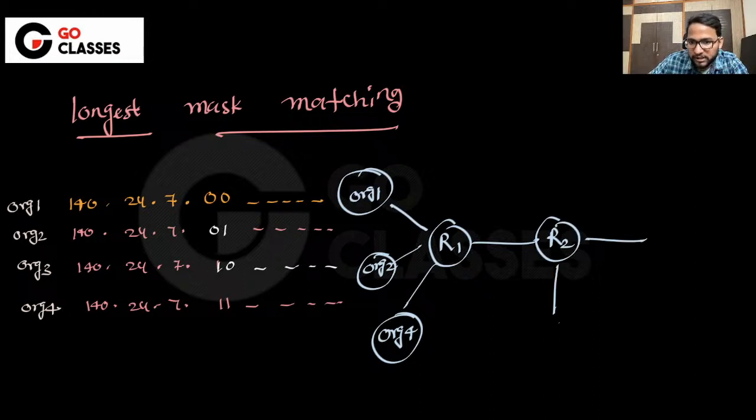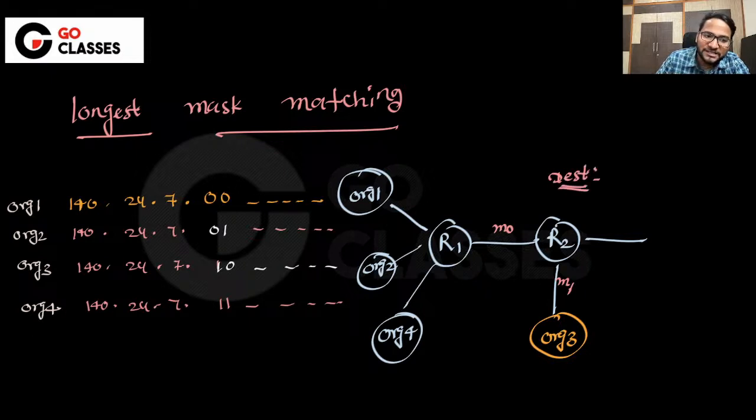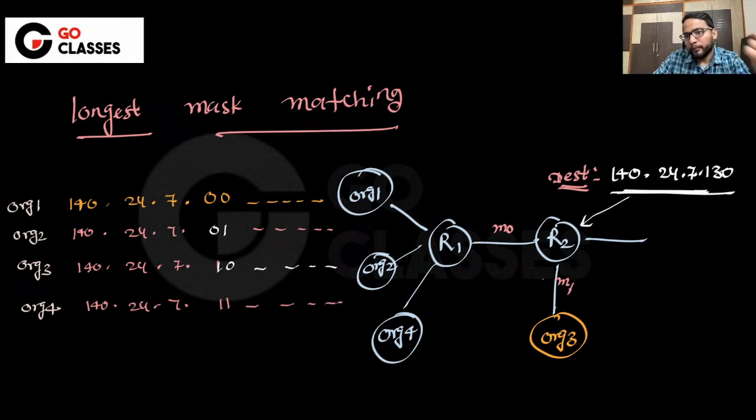And here I do have organization 3, right? Now let's suppose these interfaces are M0. Now suppose a packet is coming to R2, with a destination address designed for organization 3. Can you give me any address? If it is starting with 10, then maybe 130. 130 is starting with 10, definitely, right? So I can say the destination address is, let's suppose, 140.24.7.130. If this is the destination address coming to R2, then R2 needs to decide based on this routing table whether to forward to M0 or to M1.